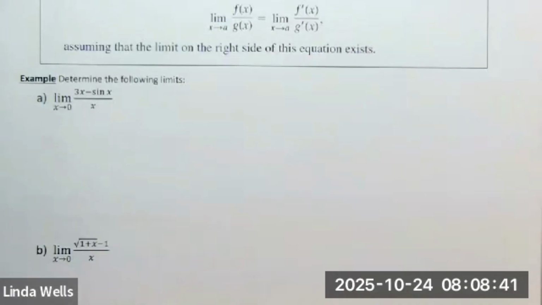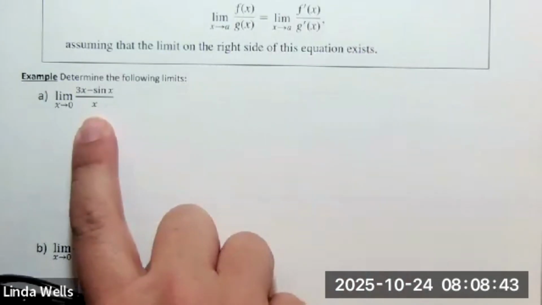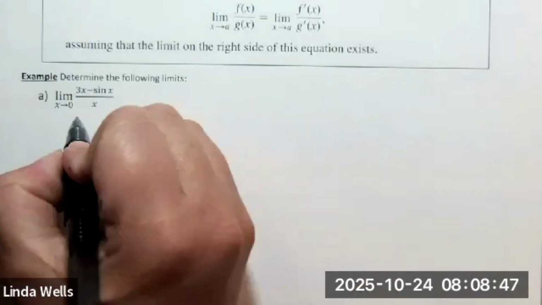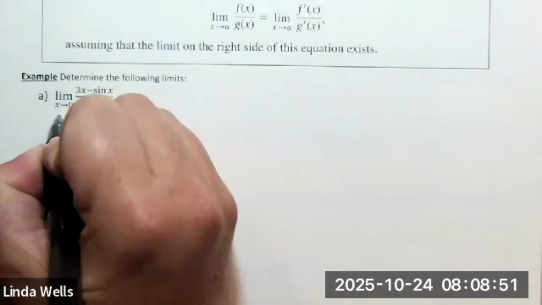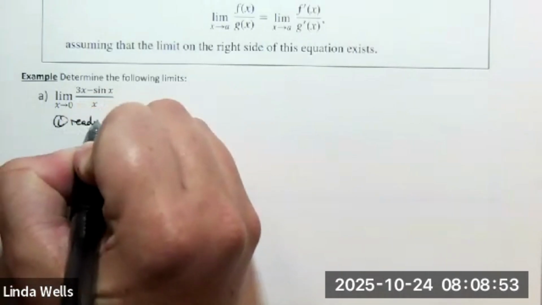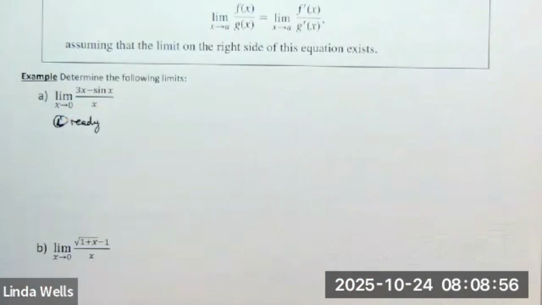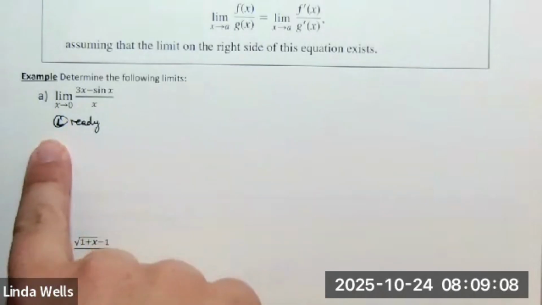This one is the one that was at the top of the page. We already plugged in 0, and we got 0 over 0. That means that this guy is L'Hopital ready. This is how I'm going to write it. We use L with a circle, or some people use H with a circle. By the way, his name is L'Hopital, not El Hospital. He's cool. Anyway, you use L with a circle or H with a circle.